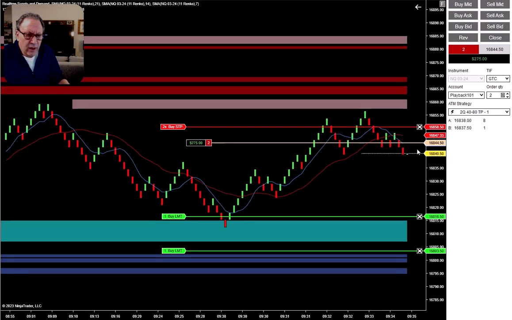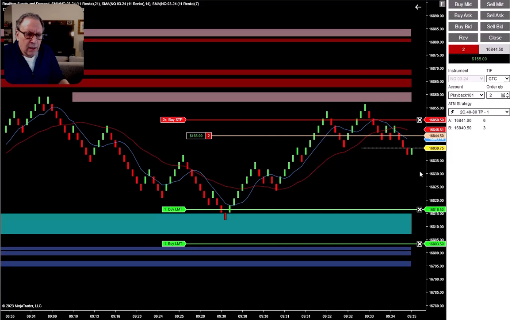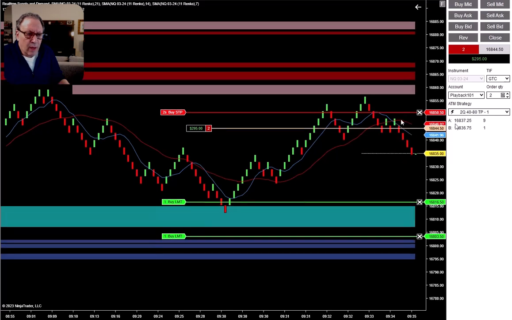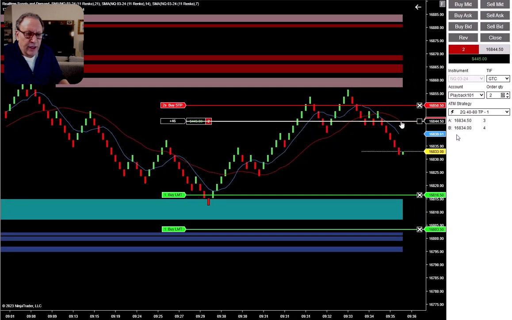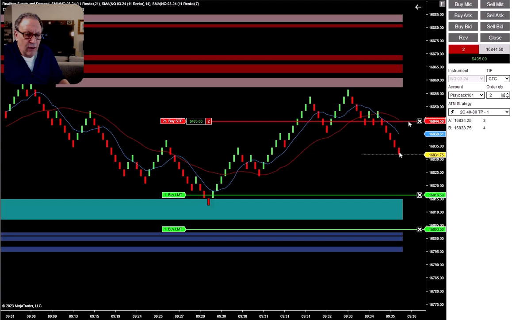And as we follow it down, we're going to move our stop loss down to break even. Make sure that we lock in this as a free trade, and we're looking to get out as we get close to the first target.